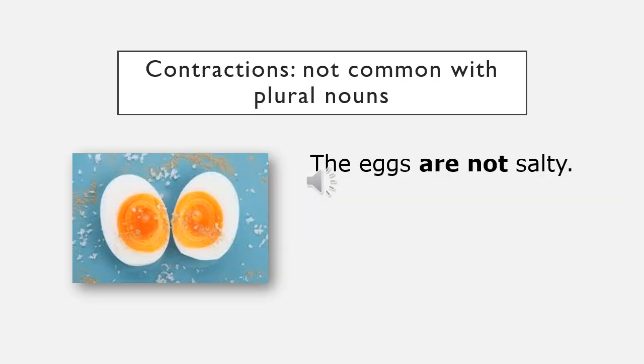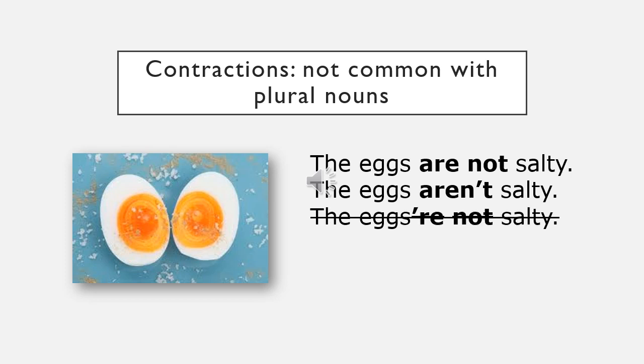Also, contractions are not common with plural nouns. Plural means more than one. For example, the eggs. So we can make a contraction with are not. The eggs aren't salty. But we don't do a contraction with eggs and are. A contraction with the pronoun is possible. They plus are, they're not salty.